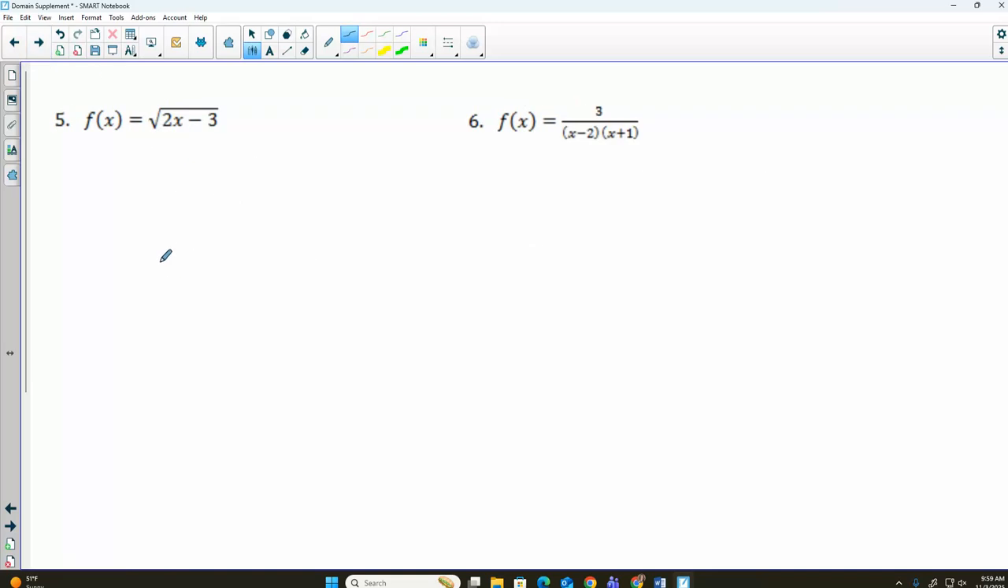All right. Let's look at this one. What do I do? For 2x minus 3, greater than or equal to 0. Good. Even radical because of a square root, so greater than or equal to 0. So 2x greater than or equal to 3. So x is greater than or equal to 3/2. So how do I write that? Bracket 3 halves.